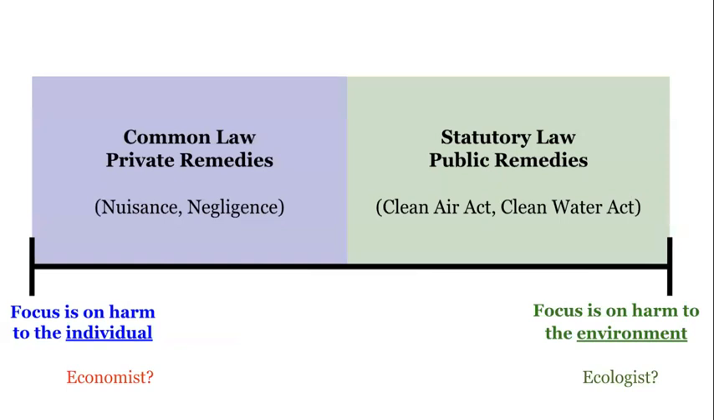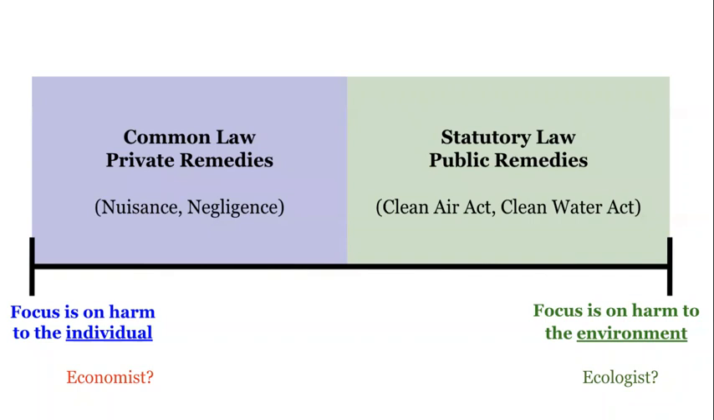We can juxtapose these on a large scale by thinking about, at least categorically, what are we talking about here? What are we getting at when we focus on private remedies for pollution control, and private remedies in general, in terms of trying to achieve environmental law or environmental policy objectives? Well, we can say, look, in terms of common law private remedies, whether we're talking about nuisance or negligence, they're on the left-hand side of the spectrum. And in that way, the focus is on harm to the individual. So it's really about the individual.